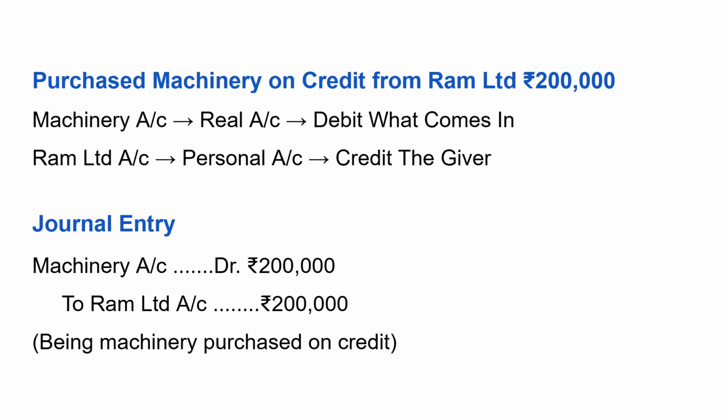It is mentioned that we have purchased machinery on credit. But if it was given as purchased machinery for rupees 2 lakh, we would have considered it a cash transaction. And instead of Ram Limited, we would have taken cash account, because cash goes out of the business. Because cash is real account and the rule for real account is credit what goes out. So we would have taken machinery account debit 2 lakh rupees to cash account 2 lakh rupees. But since it is a credit transaction, we have taken machinery account debit 2 lakh rupees to Ram Limited account. Okay, next.